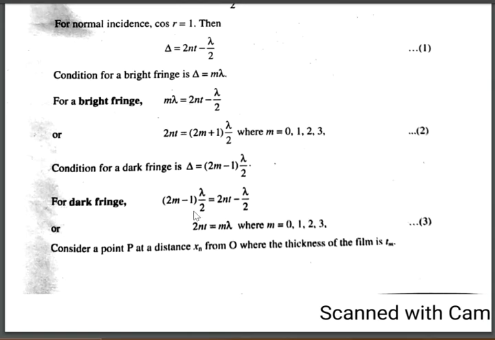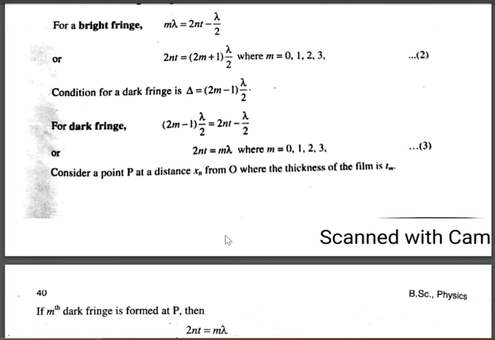So cancel lambda by 2 on both sides. We get 2nt is equal to m lambda, where m is 0, 1, 2, 3, a positive integer. So therefore, the conclusion is for bright fringes, 2nt must be odd multiples of lambda by 2, that is from equation 2. And for dark fringes, 2nt must be integral multiples of wavelength lambda.